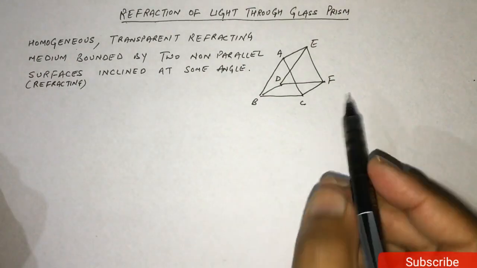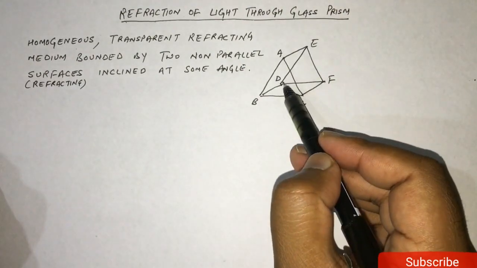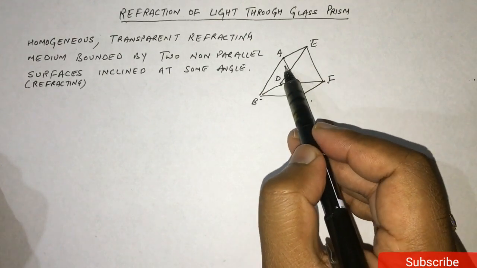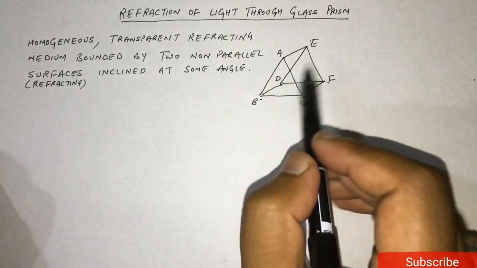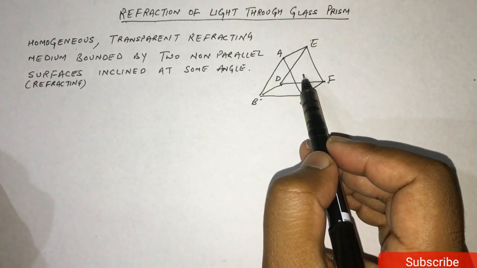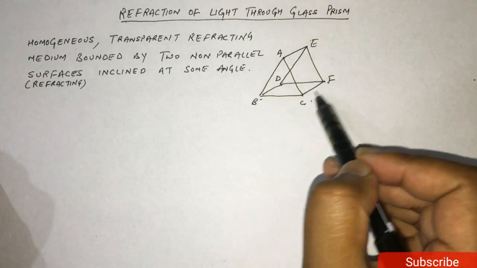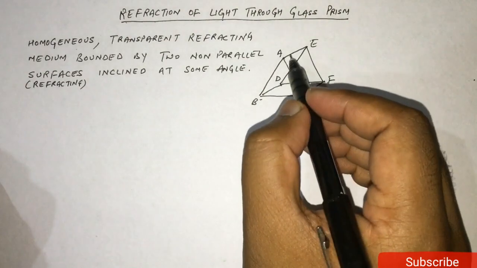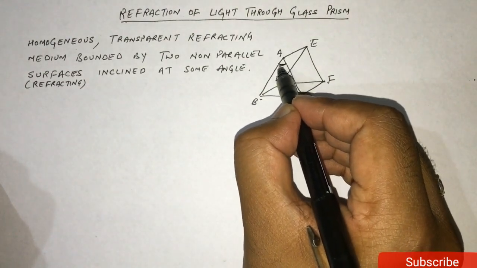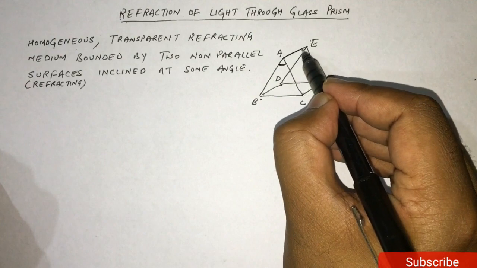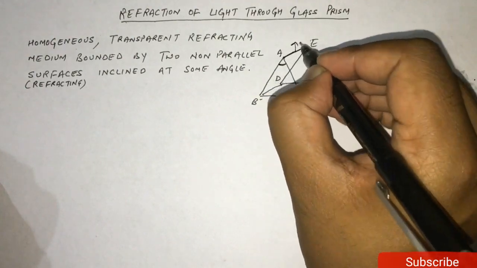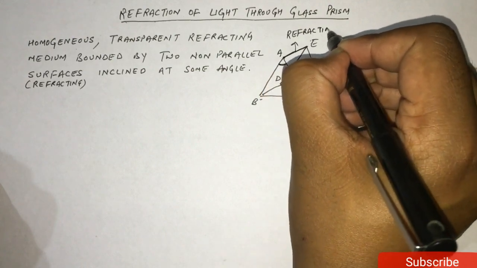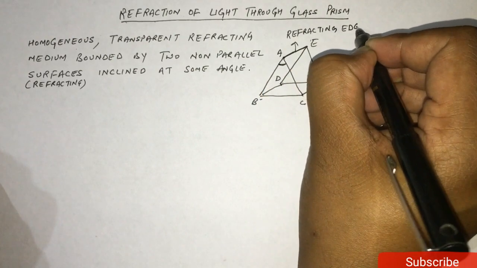So now look at this. AEDB and AEFC. These are two refracting surfaces which are inclined at some angle. Fine. So this is a glass prism. Clear? Now the angle between these two surfaces, this AE is known as refracting edge. This is known as refracting edge.